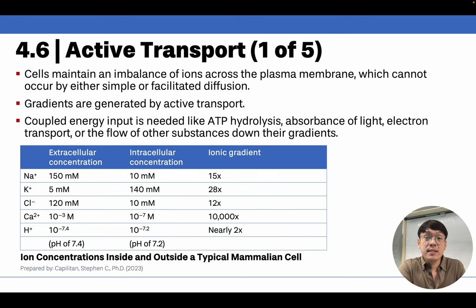Active transport, where cells maintain an imbalance of ions across the cell membrane, which cannot happen by either simple or facilitated diffusion. We need energy. They are generated by active transport. Coupled energy input is needed, like ATP hydrolysis, light absorption, electron transport, or the flow of other substances down their gradients. So these are examples of ions. You'll see sodium, potassium, chlorine, calcium, and hydrogen, their extracellular concentration outside the cell, their intracellular concentration, and their ionic gradient. In a typical mammalian cell, you will see these ions.